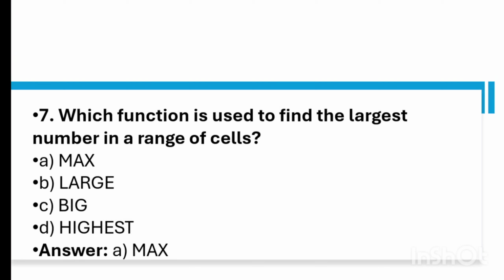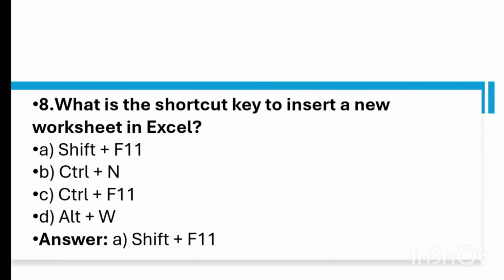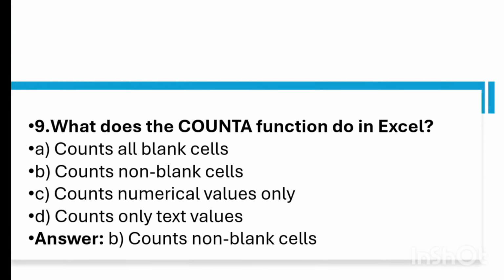Question number 7. Which function is used to find the largest number in a range of cells? Options are A. Max, B. Large, C. Big, or D. Highest. So the correct answer is option A. Max. Question number 8. What is the shortcut key to insert a new worksheet in Excel? Options are A. Shift plus F11, B. Control plus N, C. Control plus F11, or D. Alt plus W. So the correct answer is option A. Shift plus F11.